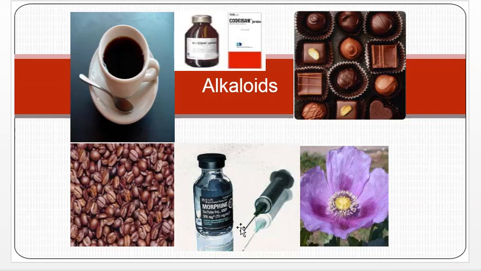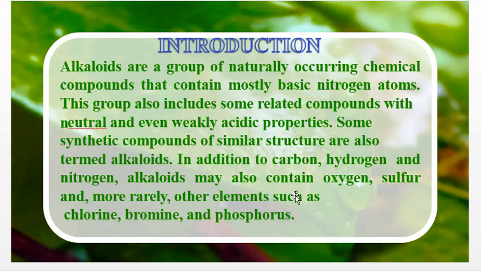Now we'll go to the second very important compounds, which include heterocyclic compounds. They are alkaloids. In this slide you can see a lot of chocolates, coffee, tea, and morphine. They are alkaloids. I think that a lot of students like to drink coffee, other people like to drink a lot of tea every day, and I think we all like to eat chocolates.